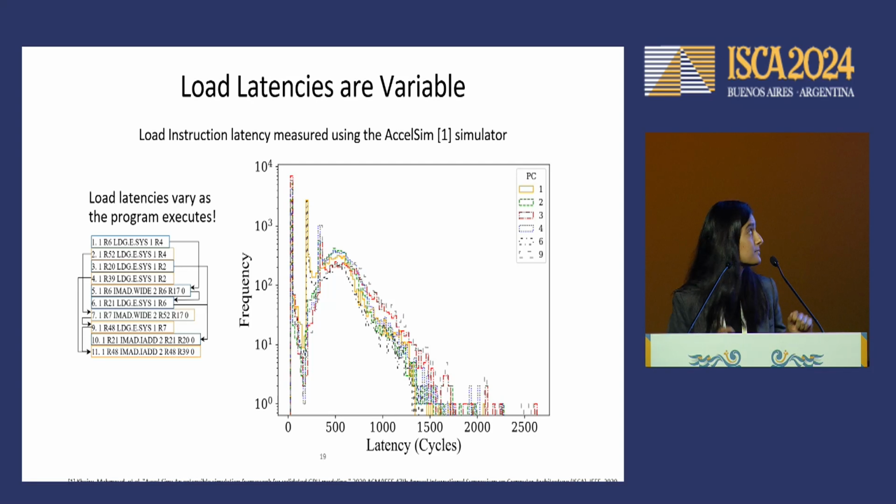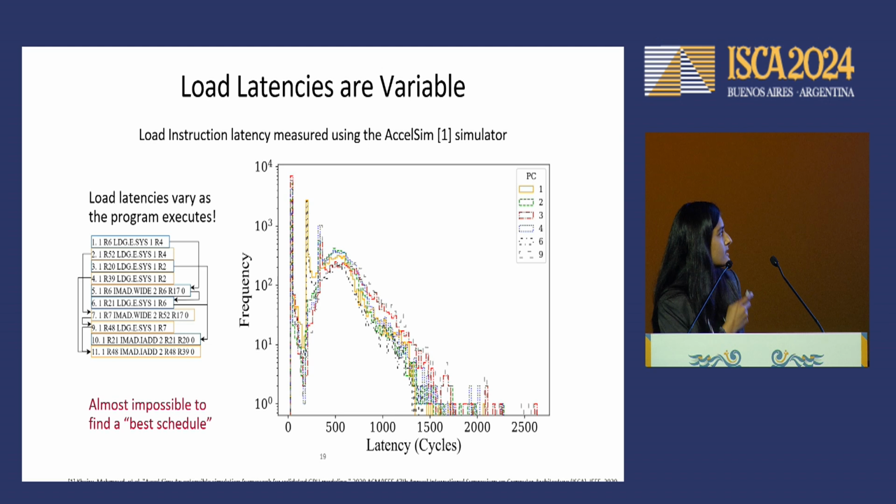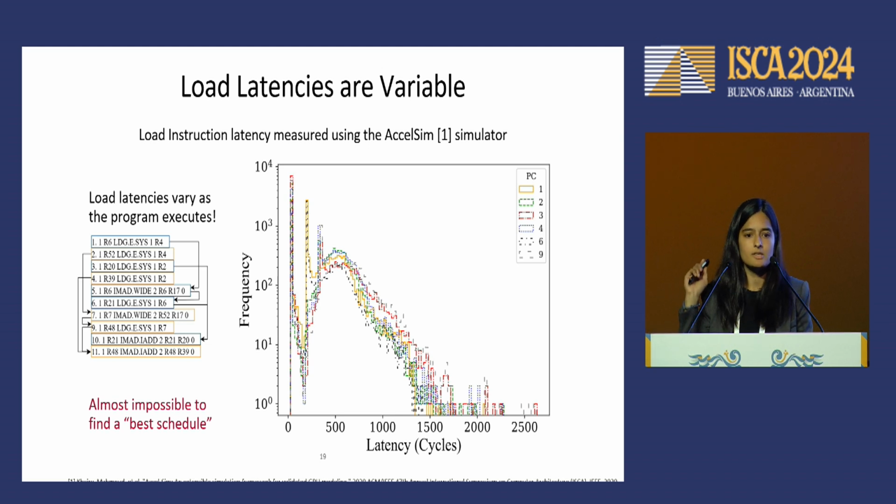Right? Not a surprise. So load instruction 1 here feeds into instruction 5. Load instruction 2 feeds into instruction 7. This graph clearly shows sometimes load instruction 2 will complete before instruction 1. So should we have actually reordered instructions 5 and 7? The answer is we don't know because it is dynamic. And so, of course, it is almost impossible to find a best static schedule.